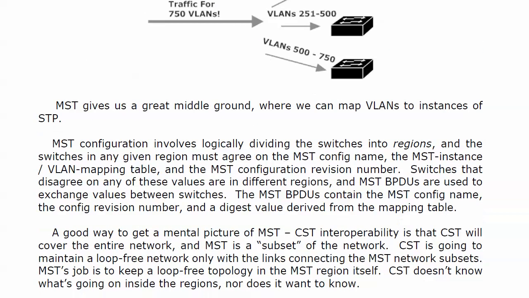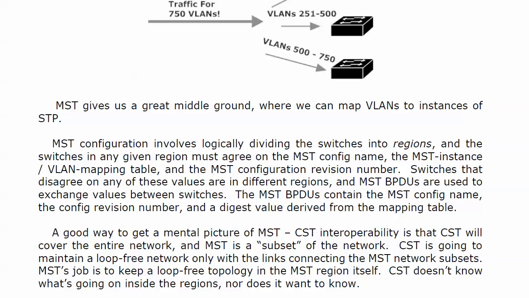Now, MST configuration: what we end up doing is logically dividing the switches into regions. And the switches in any given region have to agree on 3 values. And anytime we have something like this, we really should know what those 3 values are. The MST configuration name, the MST config revision number, and the MST instance to VLAN mapping table. Now, we are not sending the table between the switches all the time, because these MST BPDUs are used to allow other switches to see what values are being used by the sending switch. Switches that disagree on any of these values are considered to be in different regions.